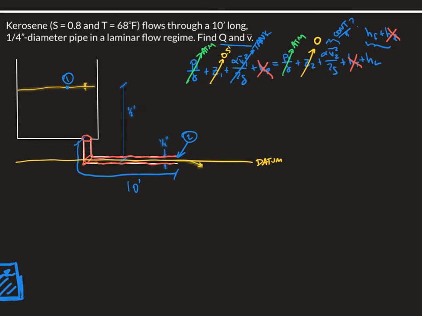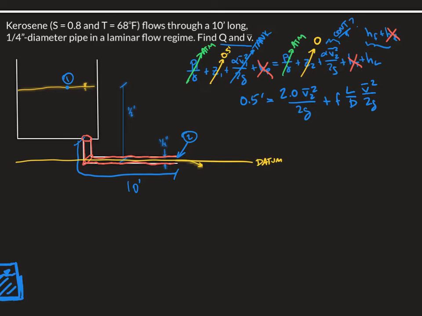So we've got 0.5 feet equals, okay, we've got this alpha, which we're assuming is laminar, so I'm going to make this 2.0 V2 squared on 2G. I'm going to leave it like that for now. Plus, for this head loss, I'm going to insert the HF. And the equation for HF is F L on D V squared on 2G.